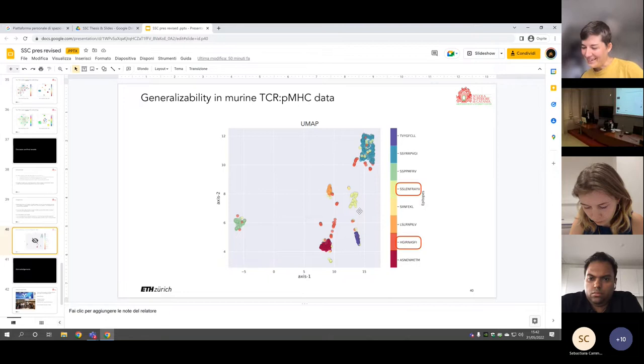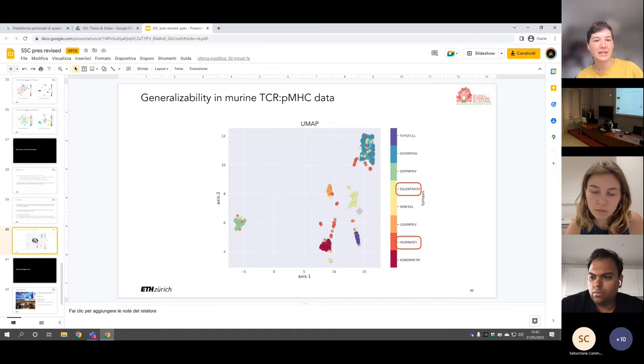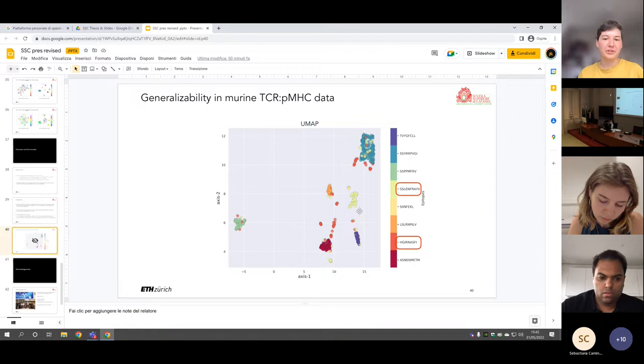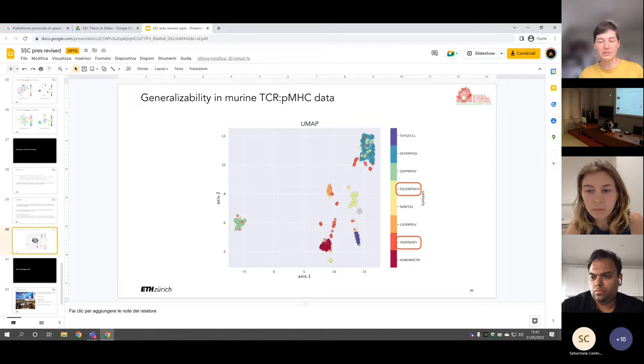Let me see what else I have written down. So one thing I wondered when I saw the reconstruction scores that you have: you showed that for the VJ segments you get lower scores for the murine sequences, right? Because you pre-trained with human sequences. And then I wondered why you chose to do that. You have more labeled data on murine data sets. Why not focus on murine TCRs also for the first step, for the reconstruction?